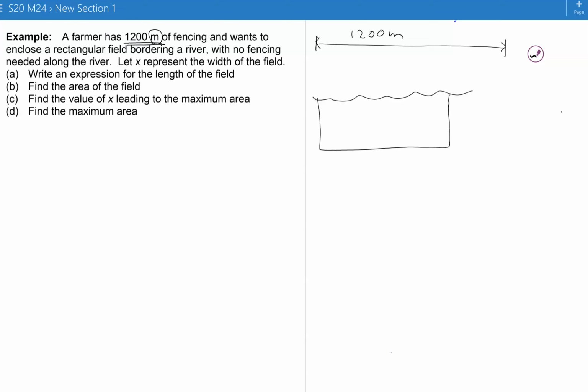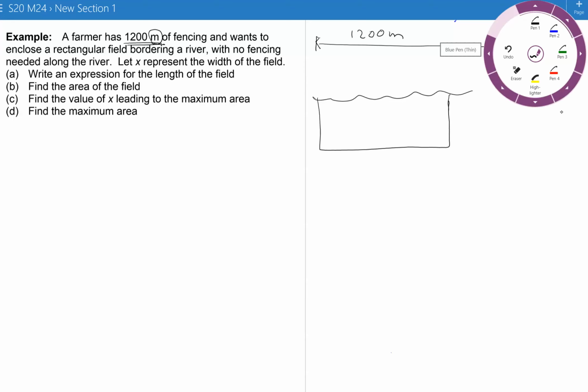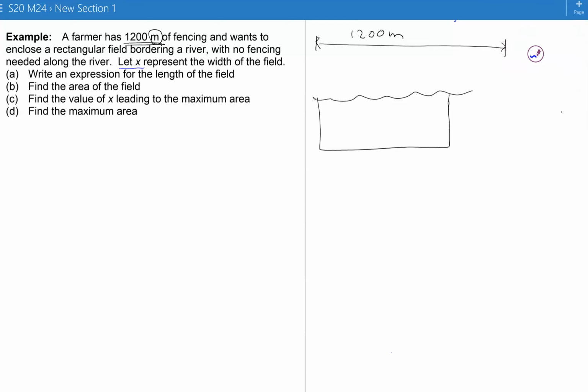So this first example walks you through the process step by step, and then the next one wants you to figure out how to apply that process. So this problem says let X represent the width of the field. So of this 1,200, we've taken up X and another X. So then it says write an expression for the length of the field.